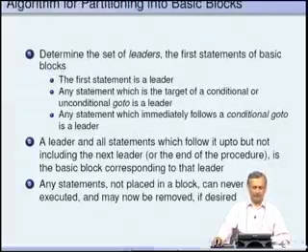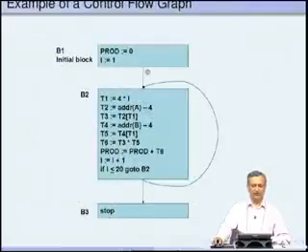How do you partition the quadruples into basic blocks? That is the next topic. The algorithm is simple. Essentially we determine the set of leaders. The leaders are the first statements of basic blocks. The first statement in the program, that is, a procedure, is a leader. Any statement which is the target of a conditional or unconditional go to is a leader. I will give you an example of this, and any statement which immediately follows a conditional go to is also a leader.